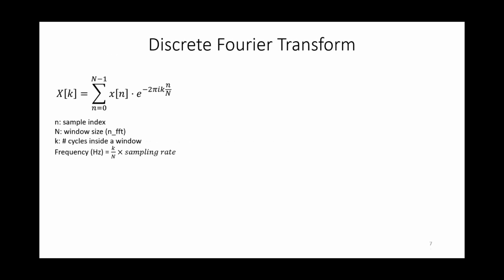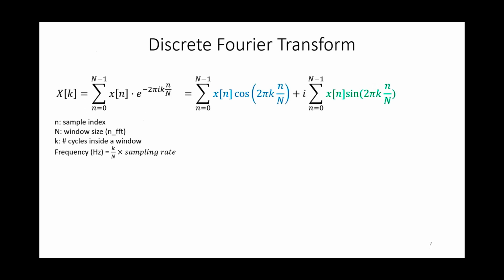Let's begin with discrete Fourier transform, or DFT. The equation of DFT is shown here. If we apply Euler formula, we can break it down into real part and also imaginary part.